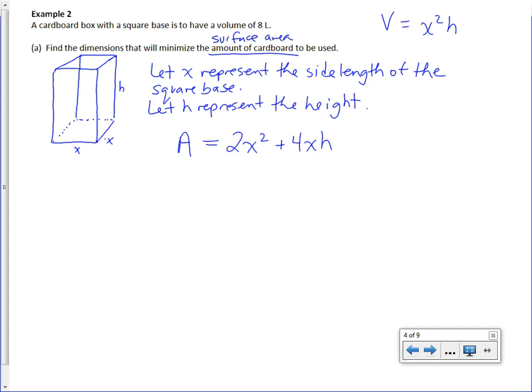Okay. So the goal is to make this a minimum. But can I take the derivative yet? Is there any red flag anywhere here? Red flag. Where's the red flag, guys? Let me plant the red flag. Where should I put it?